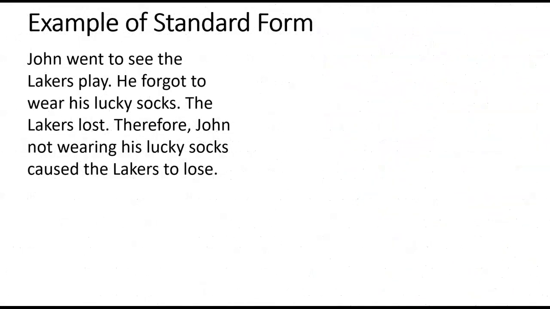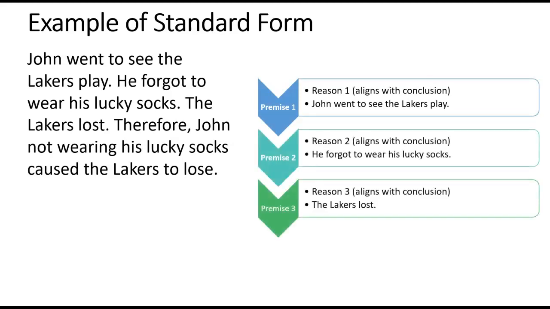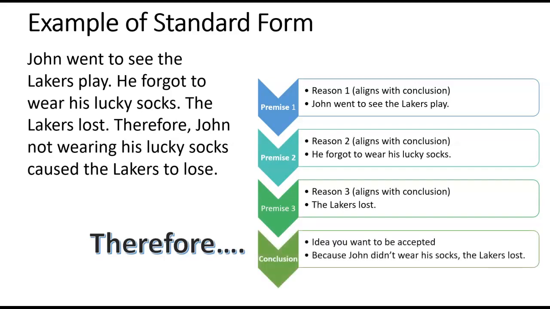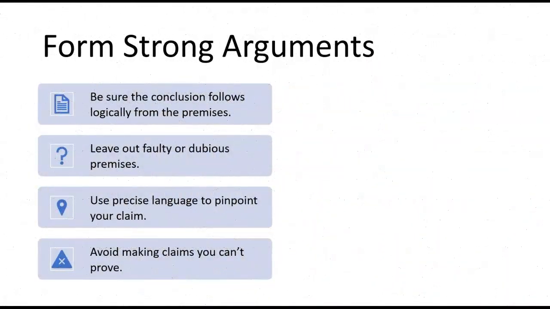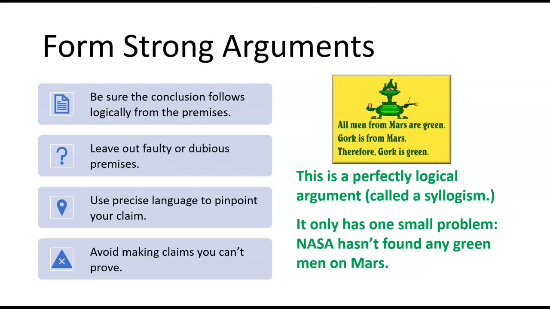Here's an example. We all know that superstitious sports fan. In this example, the premises would be the fact that John saw the Lakers, he wasn't wearing his lucky socks, and the Lakers lost. Those seem reasonable, but does the conclusion? That is where you can assess and evaluate the quality of the argument. Strong arguments have conclusions that logically follow from the premises. Lucky socks affecting a game outcome is unlikely. In this alien example, the argument is logical, but it is not one that is provable with evidence.